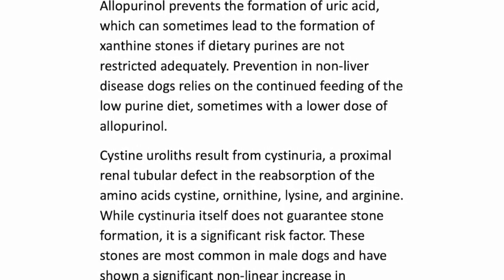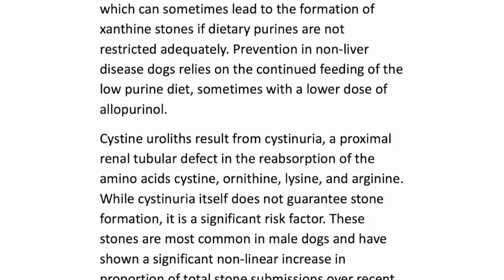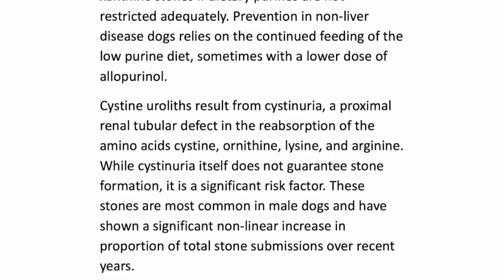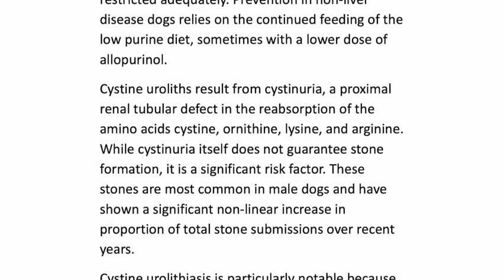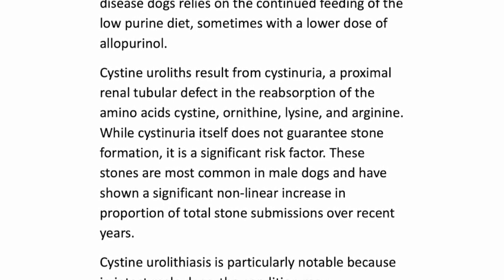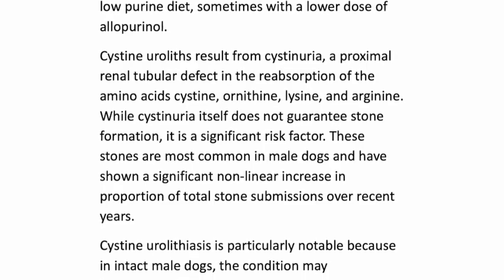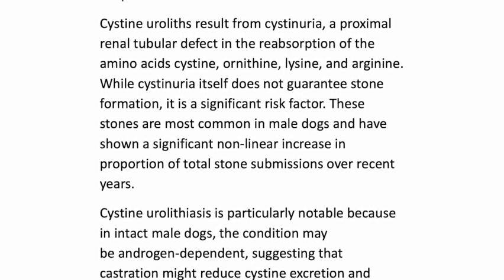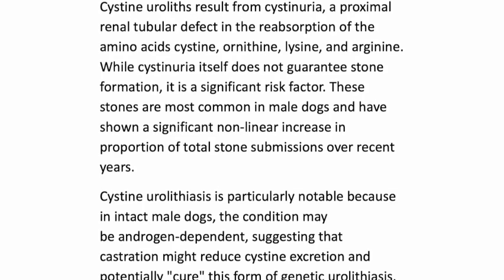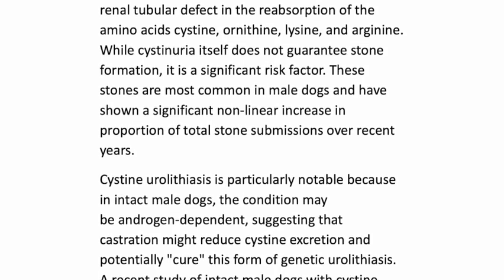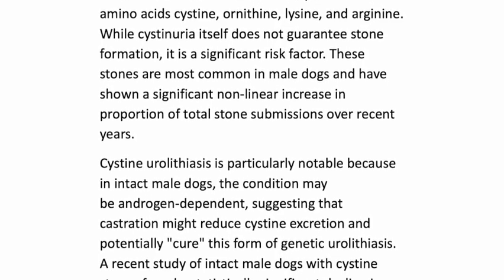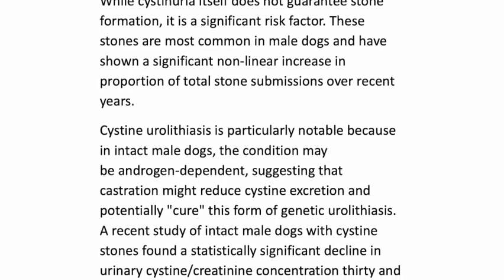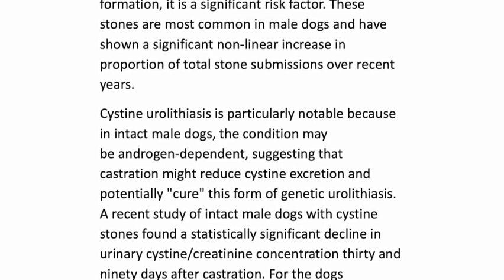allopurinol. Cystine uroliths result from cystinuria, a proximal renal tubular defect in the reabsorption of the amino acids cystine, ornithine, lysine, and arginine. While cystinuria itself does not guarantee stone formation, it is a significant risk factor. These stones are most common in male dogs and have shown a significant nonlinear increase in proportion of total stone submissions over recent years.